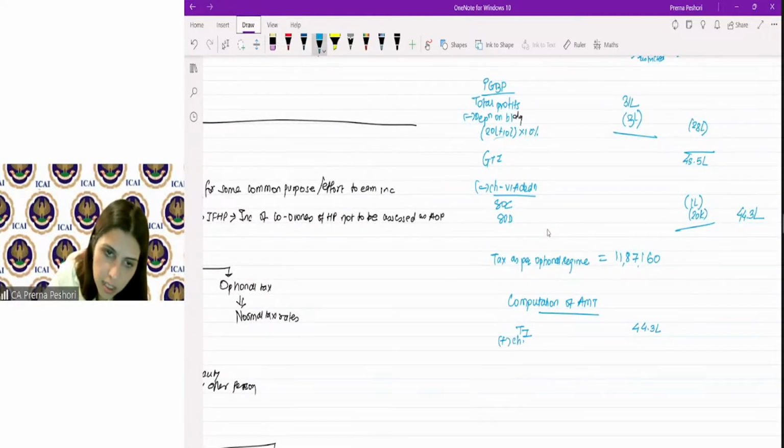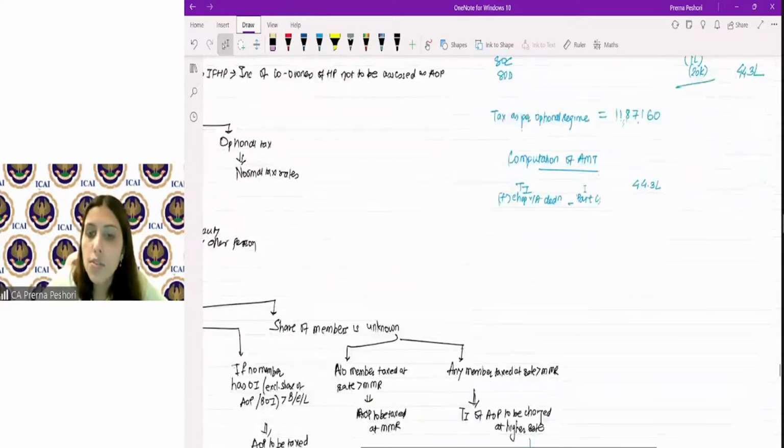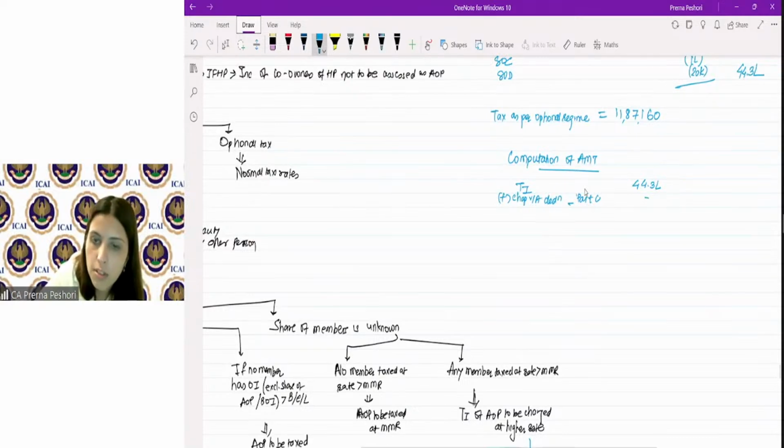Plus Chapter VI-A deduction Part C, which is pertaining to the deduction in respect of income. Is there any Chapter VI-A in respect of income? This is not applicable. Not all Chapter VI-A needs to be added. Only those which are claimed in relation to the income which is referred to in section 115BAB.